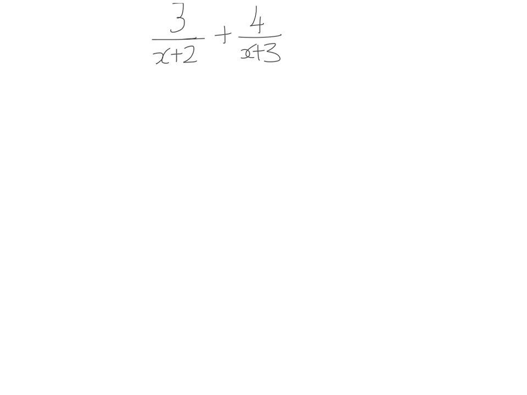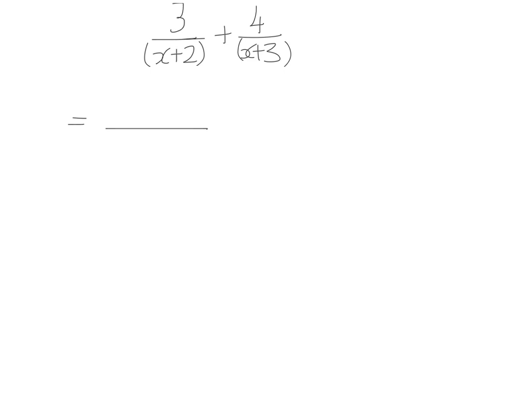Okay, here I've been asked to calculate 3 over x plus 2 plus 4 over x plus 3. So, first thing to know, are the denominators the same? This is an x plus 2, this is an x plus 3. I'm just going to put in brackets here. So these are not the same thing. So I need to find the smallest thing that these both go into.